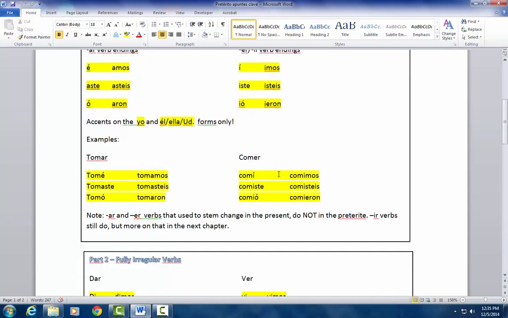So now let's look at two verbs that are fully conjugated out. Tomar: tomé, tomaste, tomó, tomamos, tomasteis, tomaron. Comer: comí, comiste, comió, comimos, comisteis, comieron. Note, AR and ER verbs that stem change in the present do not stem change in the preterite. IR verbs still do, but more on that in the next chapter. So for now, just say to yourself, no stem changes.